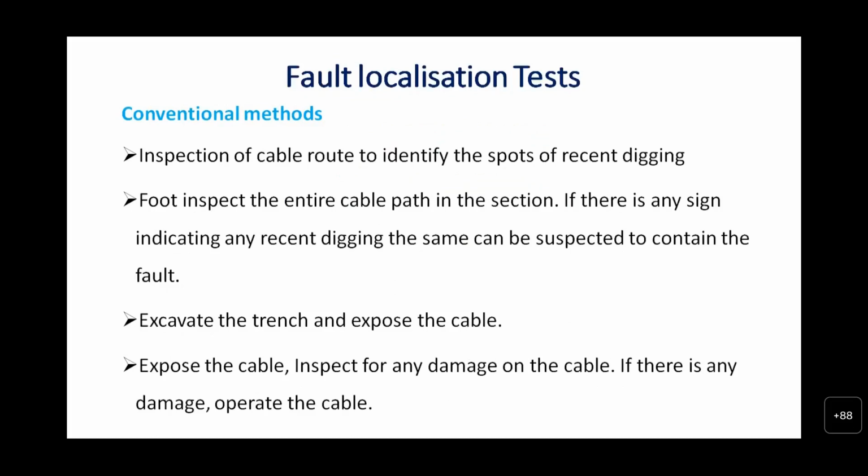In the conventional method, as I already told, the last resort is inspection of the cable route by identifying the spot of recent digging. If any recent digging has happened in any section, the TCM, helpers and JEs in the section can identify it and go directly to the place where digging happened. Foot inspection of the entire cable path in the section is done. If there is any sign of recent digging, it can be suspected to contain the fault.